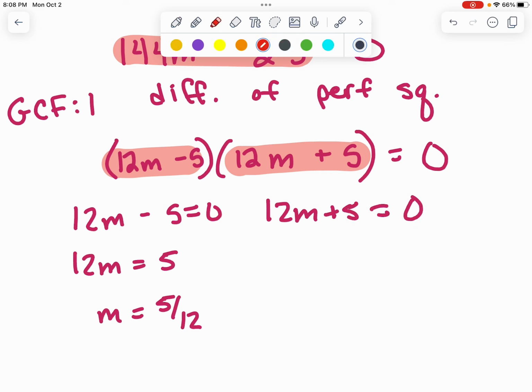So do I need to color code that, or you think they're following? Visually that does make sense? Yes. Okay. Take away 5. Then you get 12m equals negative 5. Divide by 12, m equals negative 5 twelfths.